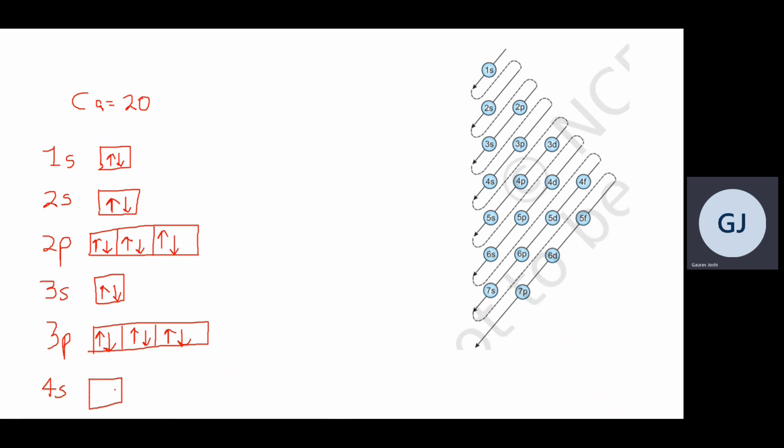So where will my next two electrons go? They will go to the 4s orbital, right? This is the 4s orbital, and two electrons are there. So what I have done is filled the 4s first, right? Now see, the last filled electrons are in the 4s. So the last electrons are in the s orbital, right? So I can say calcium belongs to the s block element, right?